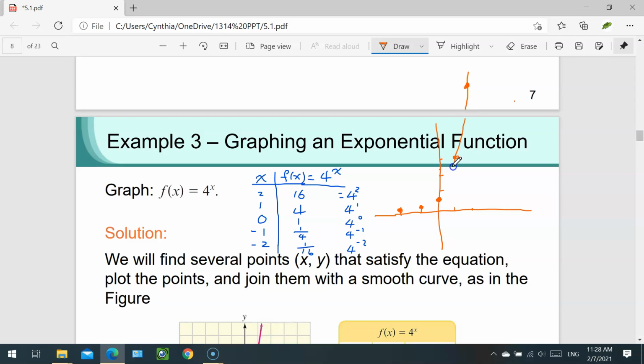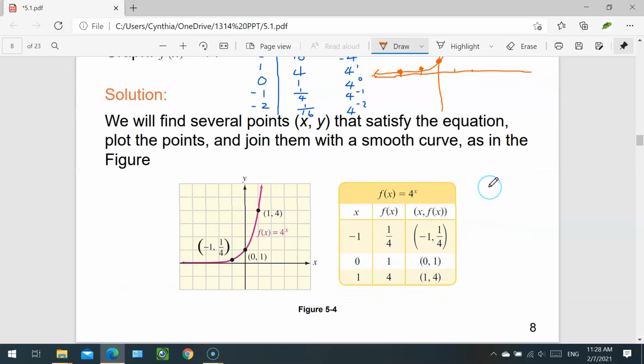Alright. So you'll see the curve is very close to the x-axis. Very, very close, but never hits the x-axis. Okay? So this is your base 4 to the power x function, exponential function.